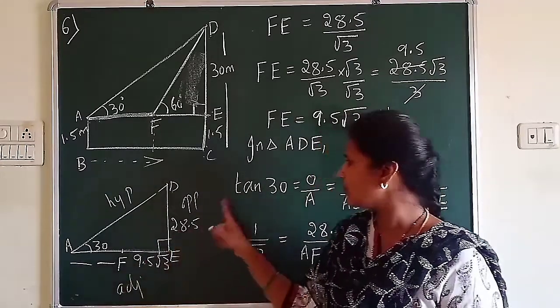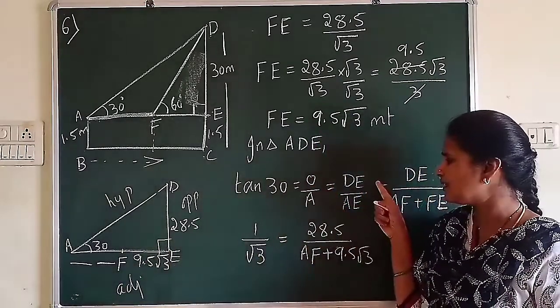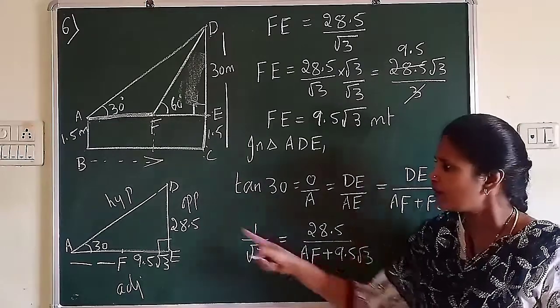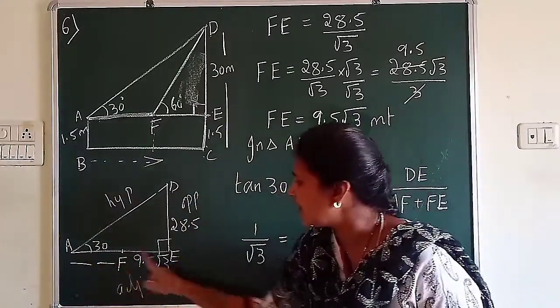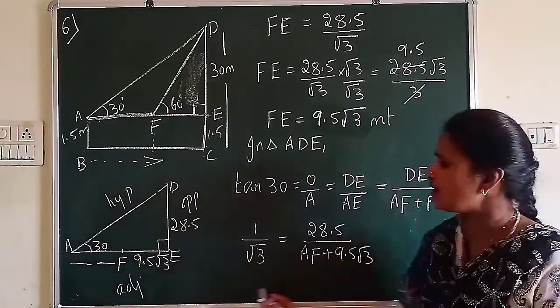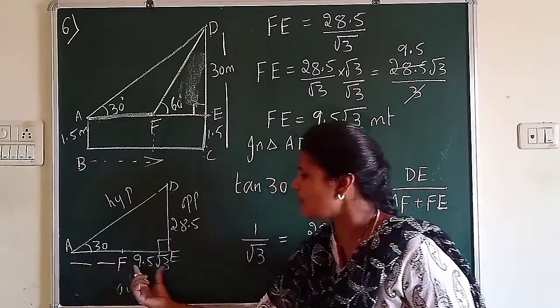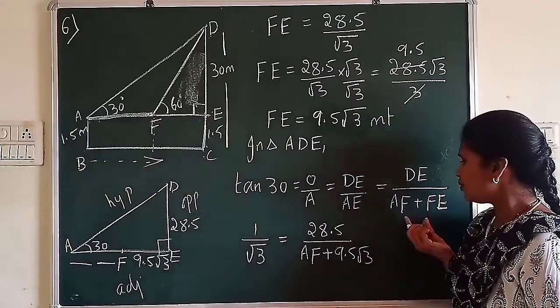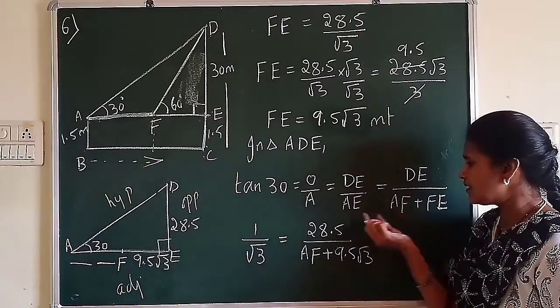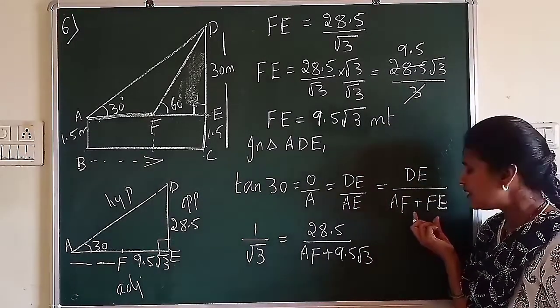So tan 30 equals, let us take opposite by adjacent, that is DE by AE. DE write as it is. What is AE? AE is divided in two parts, that is AE can be written as AF plus FE. So write DE, divided by AE, which is nothing but AF plus FE.